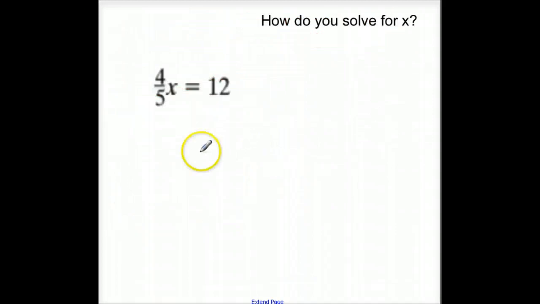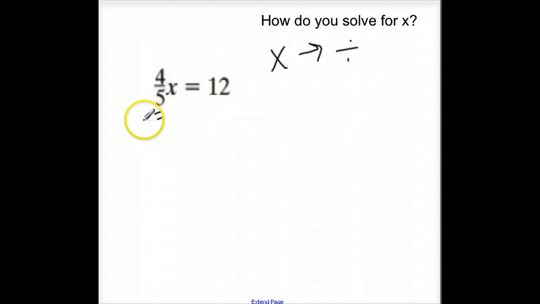All right, so this is the example that you're going to see in this lesson. Notice that there's a fraction within the equation. Now this is a one-step. All we have to do is get rid of the coefficient. 4/5 is attached to x by multiplication. We know that we can undo multiplication by dividing.